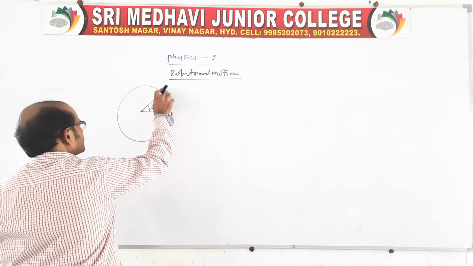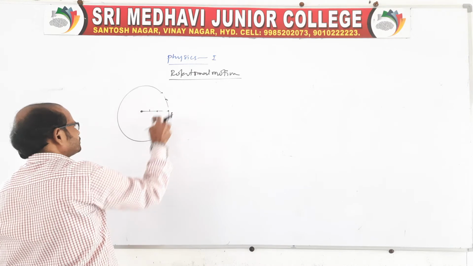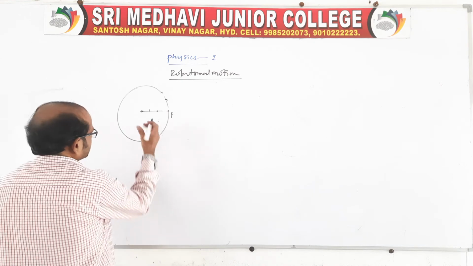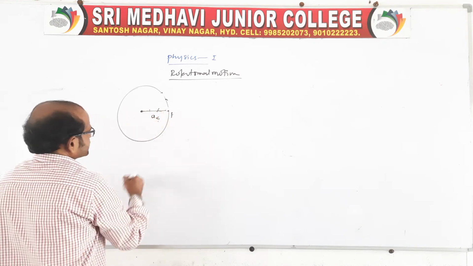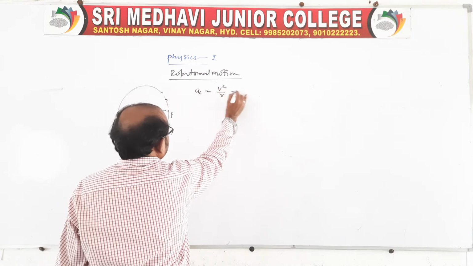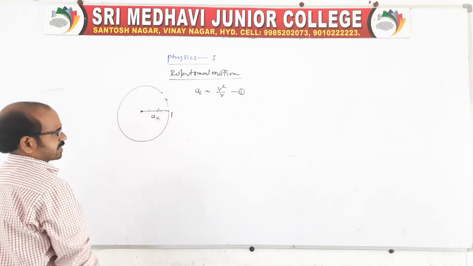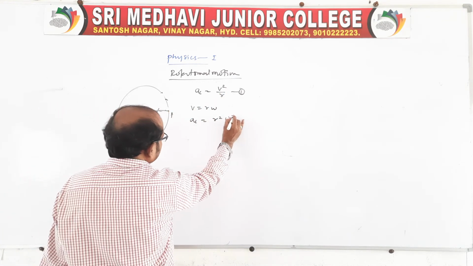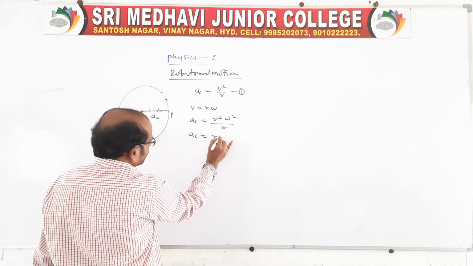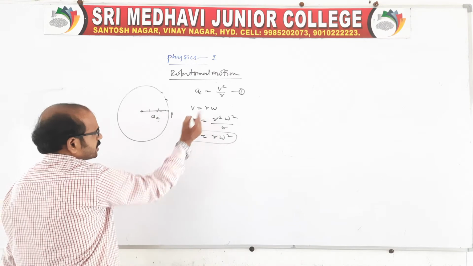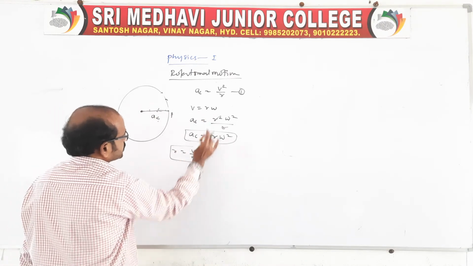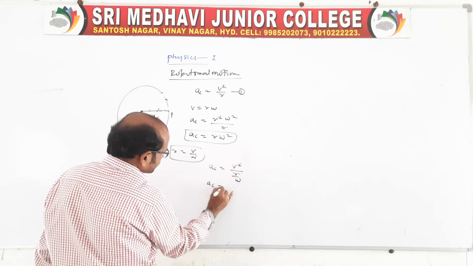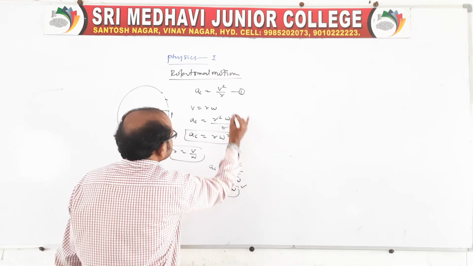So what is centripetal acceleration? It is nothing but the linear acceleration which is acting along the radius vector towards the center. It is v square by r, equation 1. We know v is equal to r omega, so you write AC is equal to r square omega square by r, that is r omega square. Not only that, from here you write r is equal to v by omega, and we get another expression, v omega. These are all centripetal accelerations.